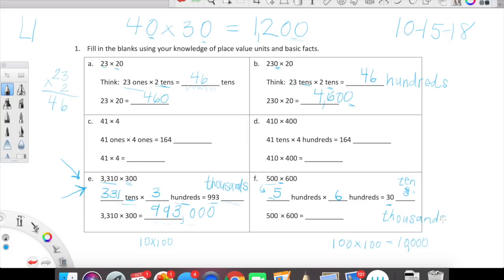And now for our final answer, we want to put our 30 10,000s into standard form, which is going to look like 30 followed by four zeros. Our result is going to be 300,000. Let's look at a couple more examples here, guys.